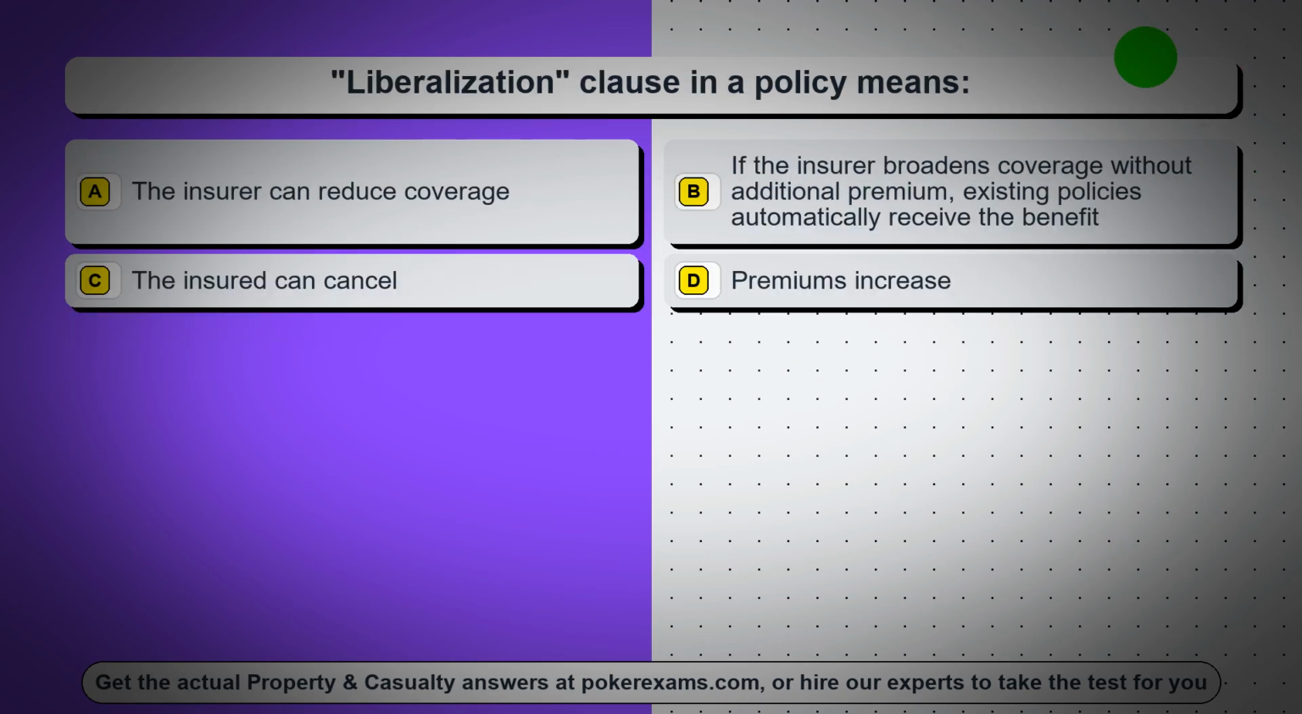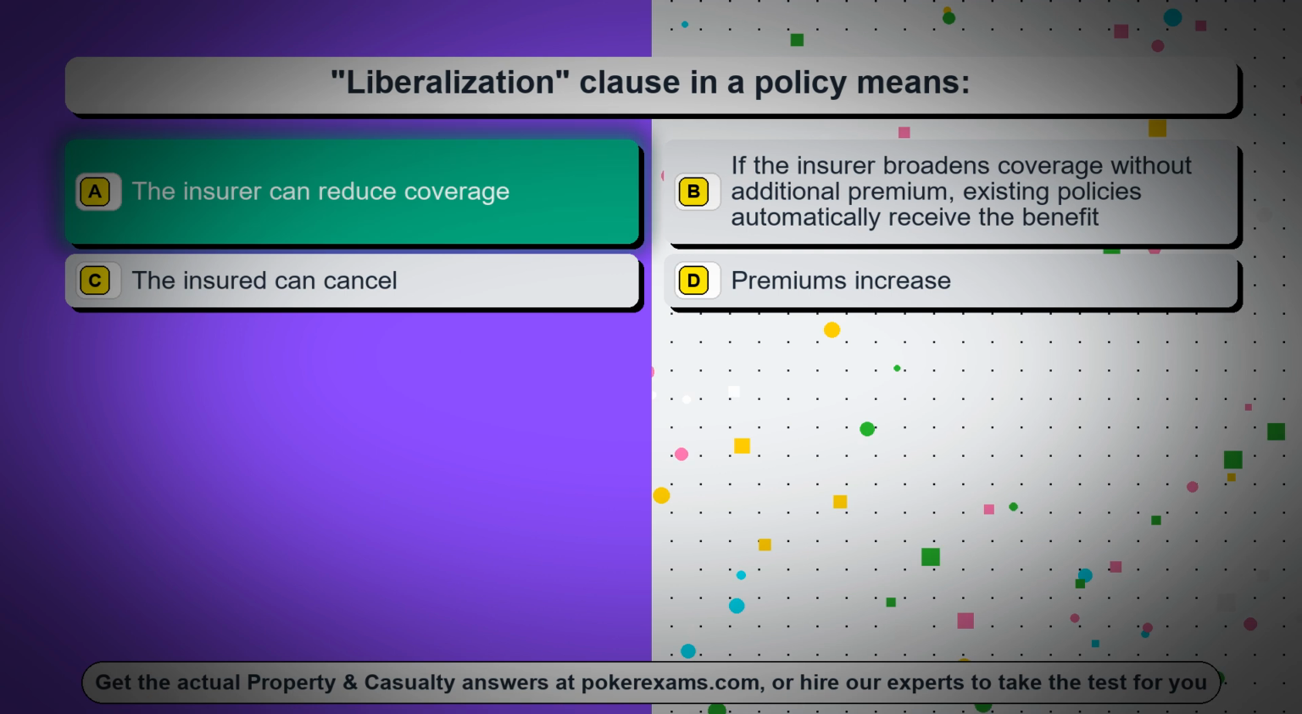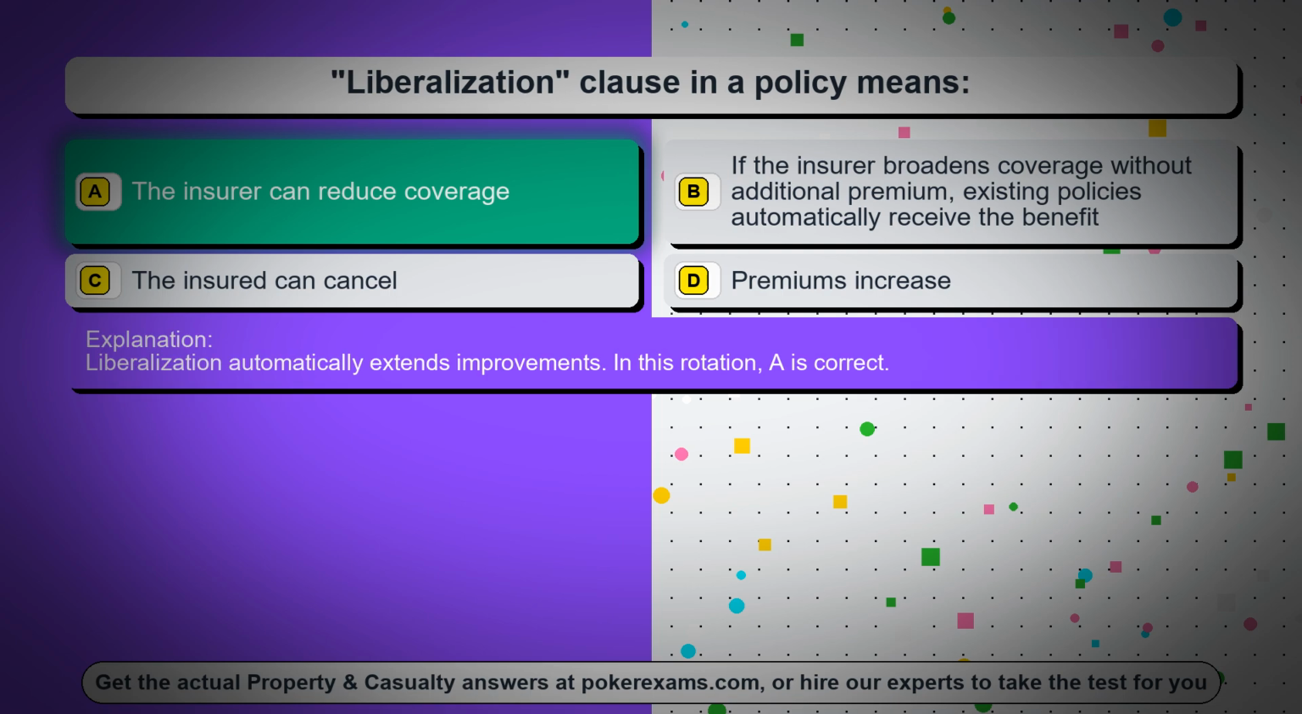Question 65. Liberalization clause in a policy means: Option A, the insurer can reduce coverage. Option B, if the insurer broadens coverage without additional premium, existing policies automatically receive the benefit. Option C, the insured can cancel. Option D, premiums increase. The correct answer is option A, the insurer can reduce coverage. Liberalization automatically extends improvements. In this rotation, A is correct.